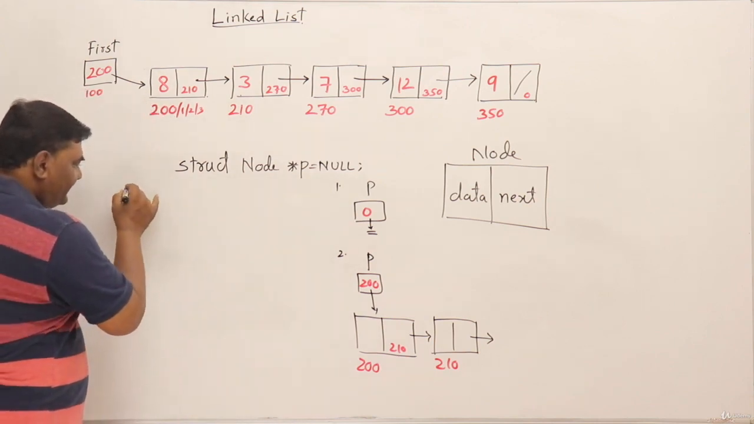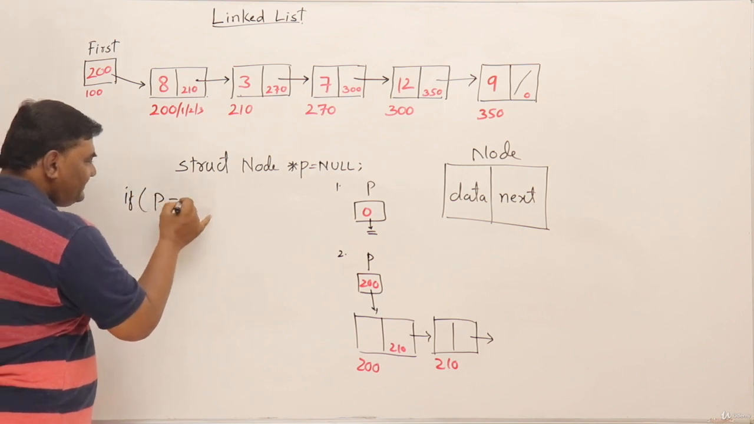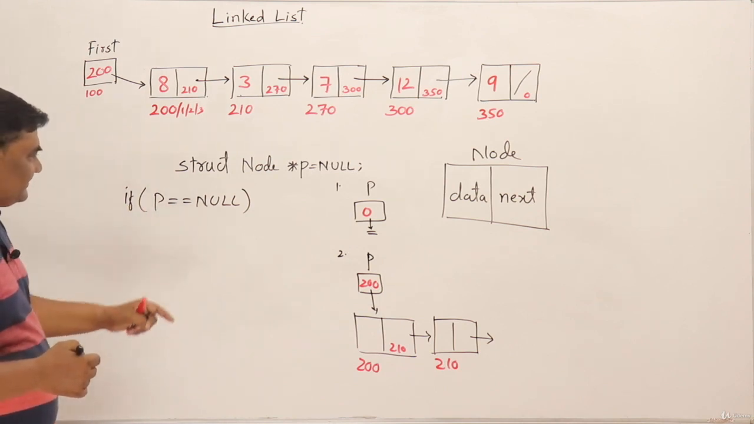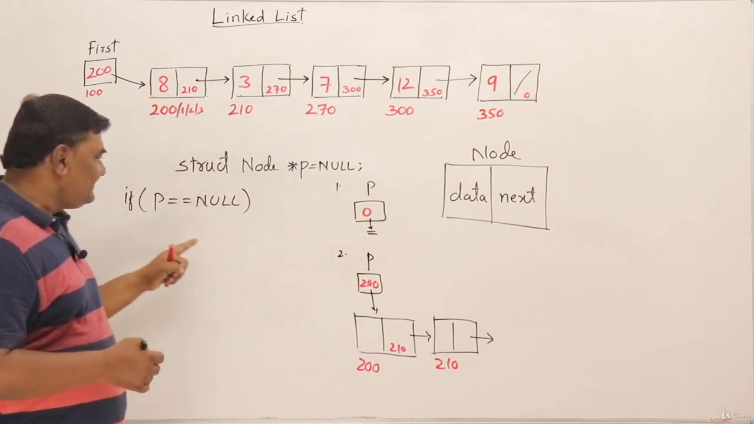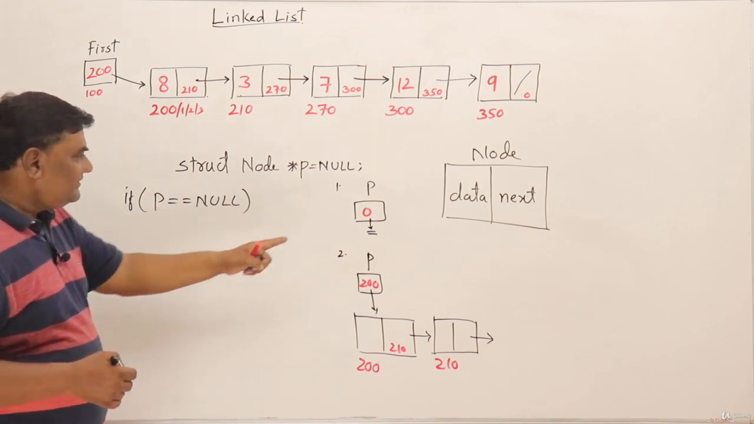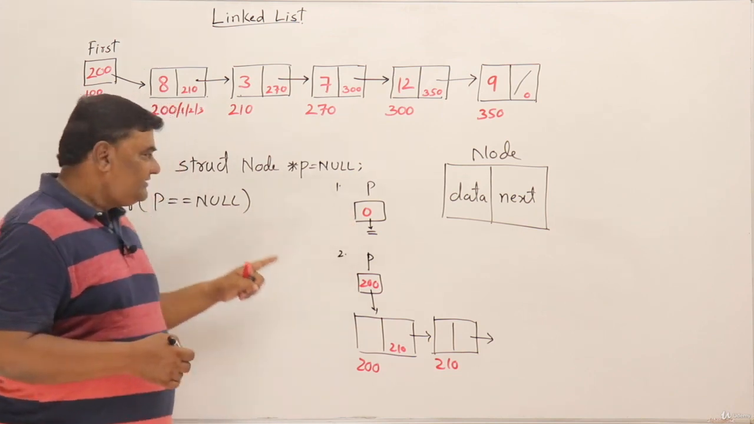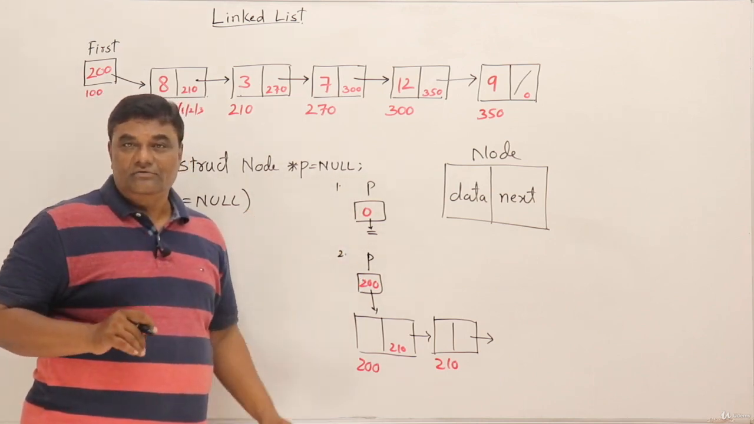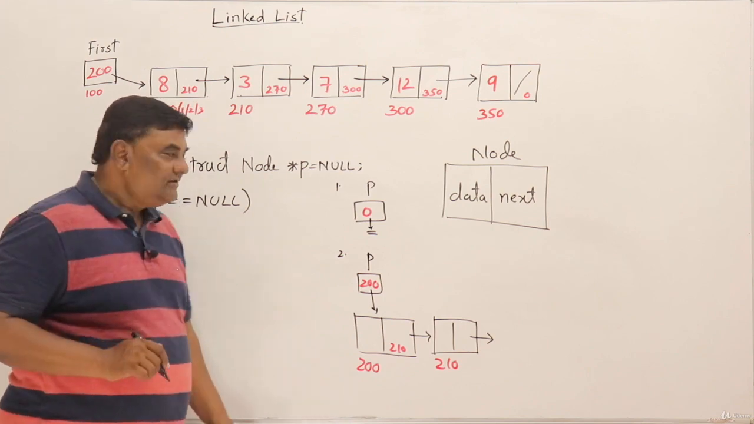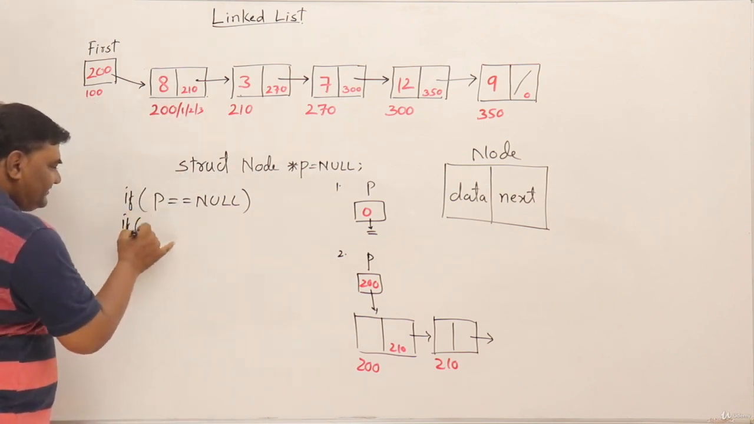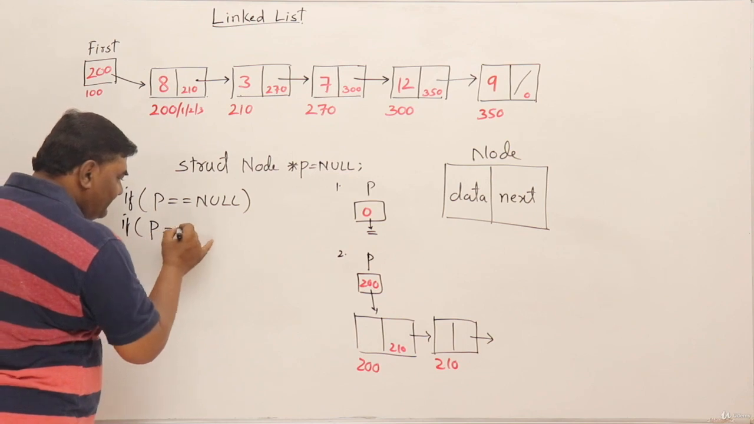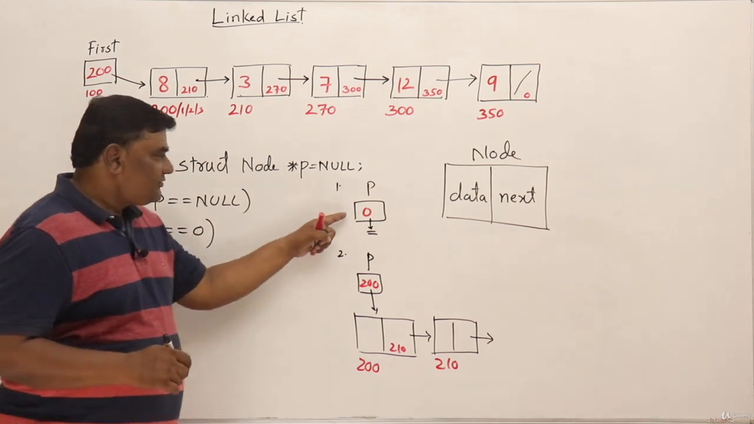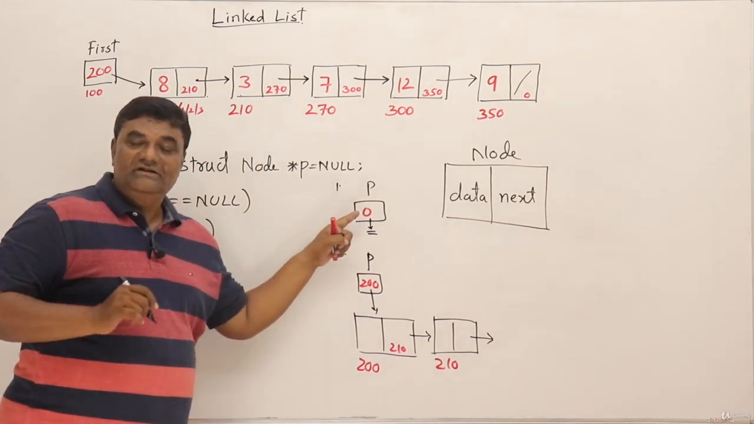So if I write the first condition, if P is equal to null, out of these two cases, in which case will this condition be true? P is equal to null. In this case, it will be true. So this will be true if pointer P is not pointing on any node. It's not pointing anywhere. And the second condition, if I write if P is equal to 0, then out of these two cases, which condition will be true? This will be true, that P is having 0, means P is not pointing on any node.